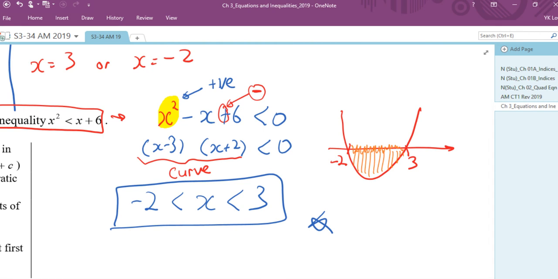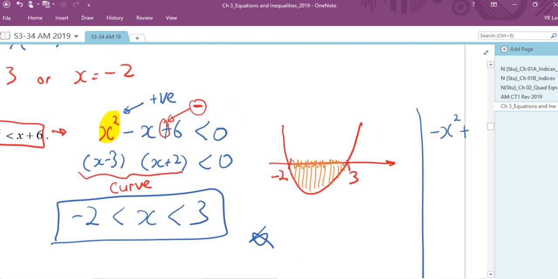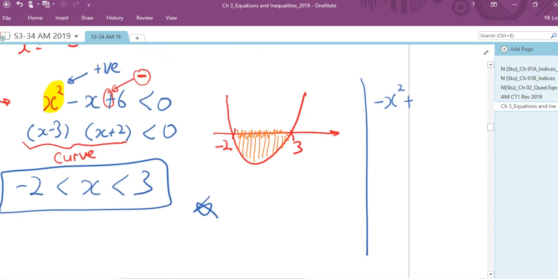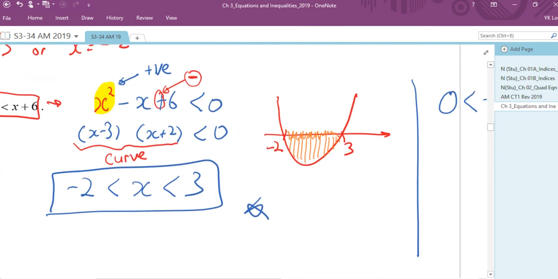Now, I'd like to conclude this video with Matthew's question. Matthew's question is, teacher, what if I do minus x squared plus what? Oh, sorry, I wrote wrong. Less than 0, like that, minus x squared plus x minus 6.